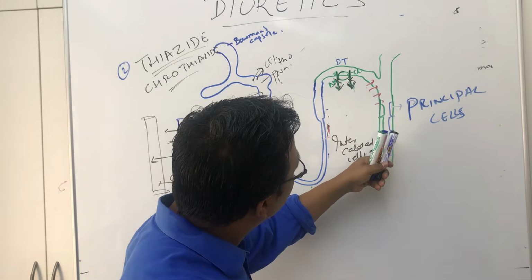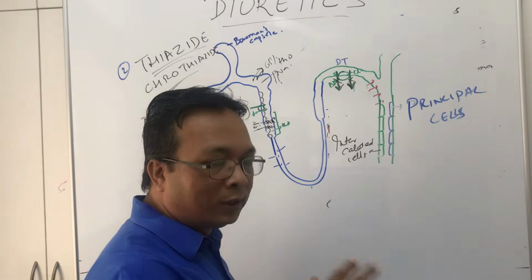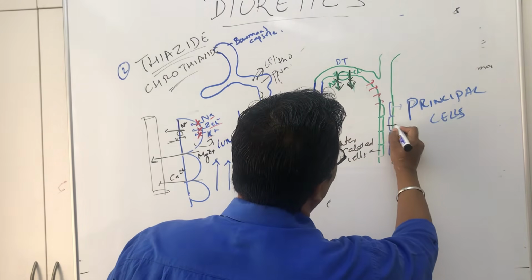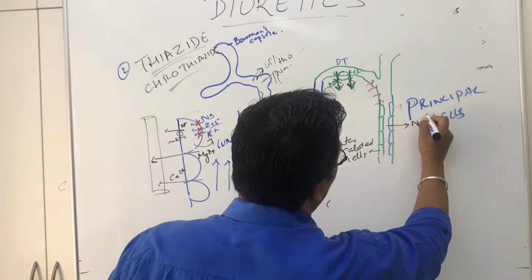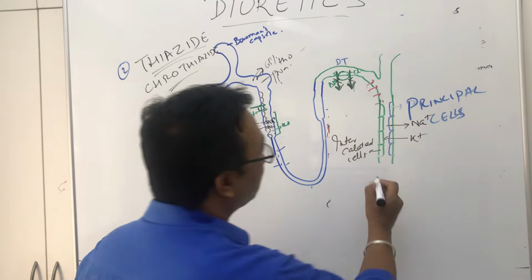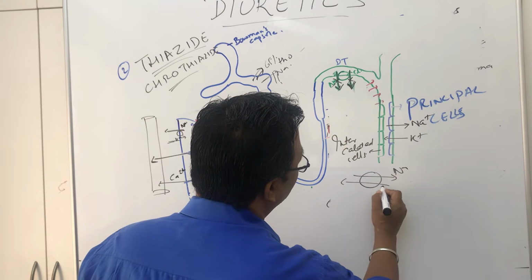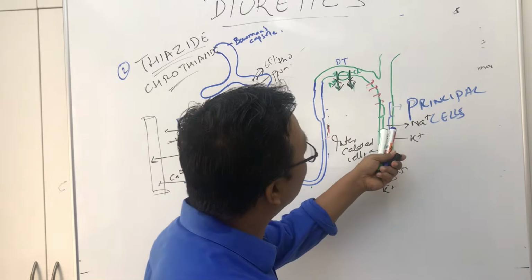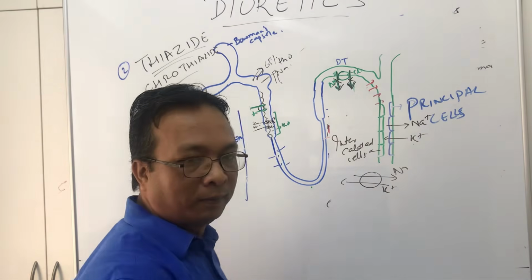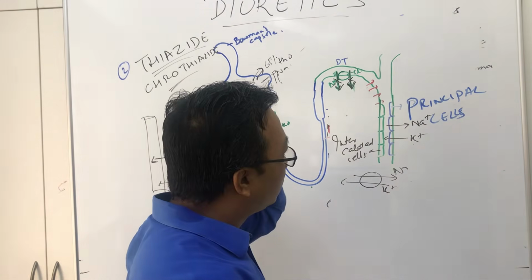So in both these principal cells and intercalated cells, what is the mechanism of sodium absorption here? Normally, sodium is reabsorbed and potassium is secreted. So there is a sodium-potassium exchange mechanism. Sodium is absorbed with potassium exchange. So one molecule of sodium is absorbed, and one molecule of potassium is secreted in the fluid.